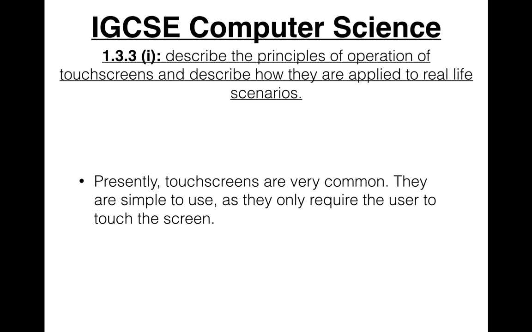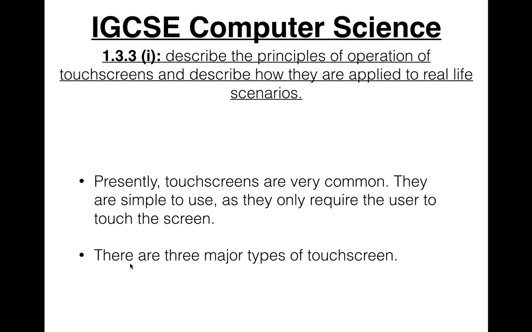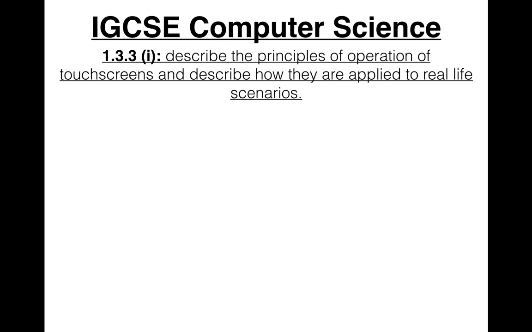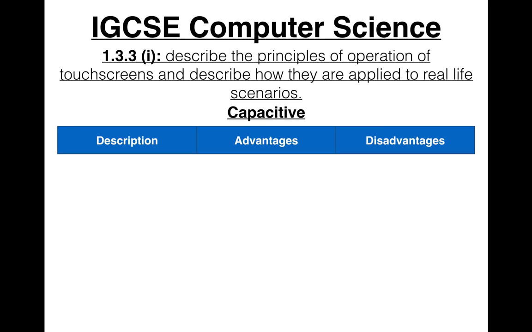Touchscreens are very common, and they're simple to use as they only require the user to touch the screen, which everyone can do because we use our hands in everyday life. And as said, there are 3 major types of touchscreen. The first one is capacitive. We have a description, advantages, and disadvantages.